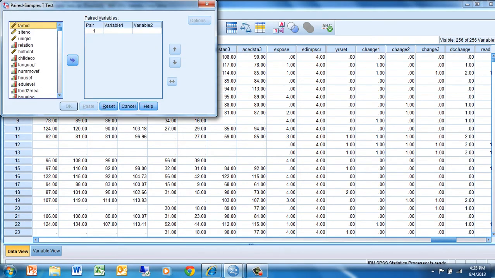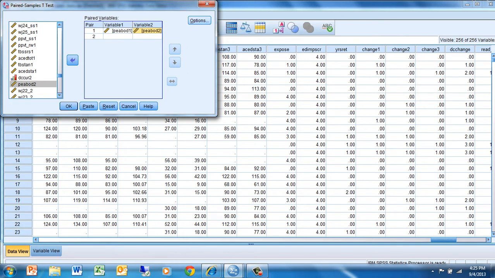The variables that we're going to be working from are going to be the Peabody 1, and the other variable we're going to be working from is Peabody 2. Those are the Peabody scores in first grade and second grade.